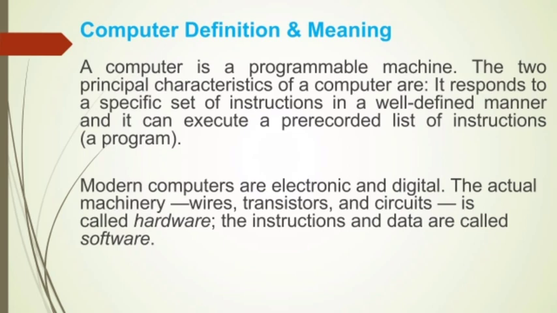Computer definition and meaning. A computer is a programmable machine. The principal characteristics of a computer are: it responds to a specific set of instructions in a well-defined manner, and it can execute a pre-recorded list of instructions. Modern computers are electronic and digital. The actual machinery, wires, transistors, and circuits is called hardware. The instructions and data are called software.